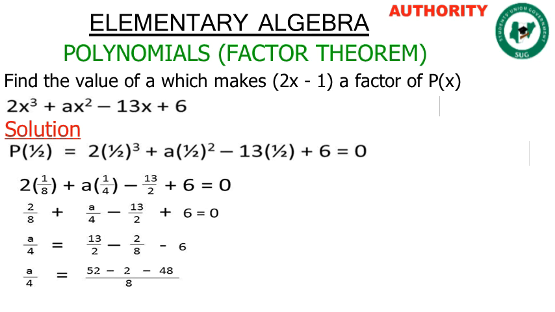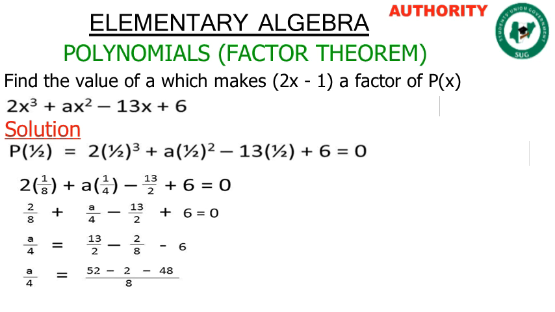Okay, plus a, 1 all over 2 squared is 1 all over 4. Then we have minus 13 times 1 all over 2, which gives us 13 all over 2, plus 6 is equal to 0. Now we have 2 times 1 all over 8, which gives us 2 all over 8, plus a times 1 all over 4, which gives us a all over 4, minus 13 all over 2 plus 6 is equal to 0. Okay, so we'll have a all over 4.